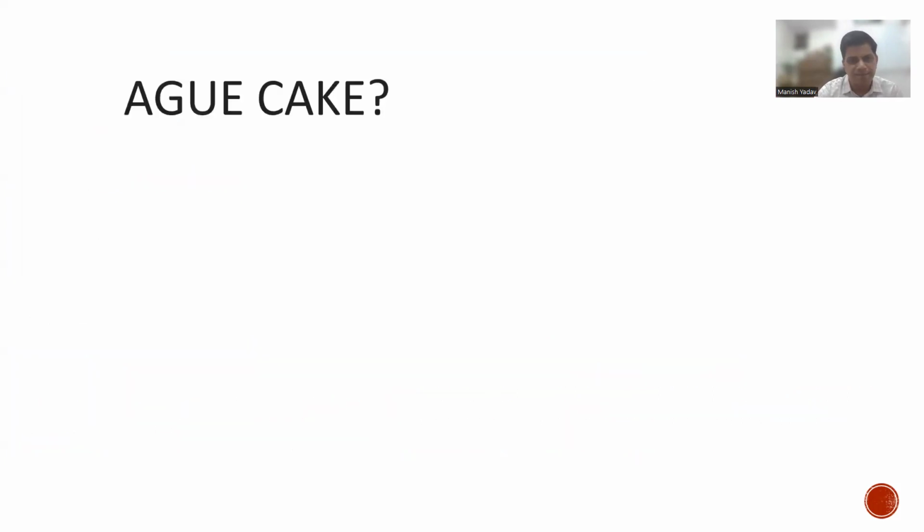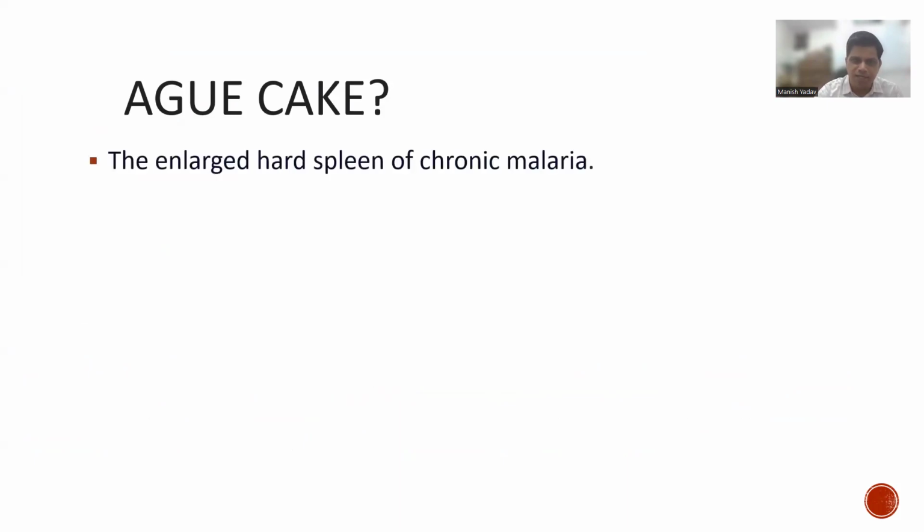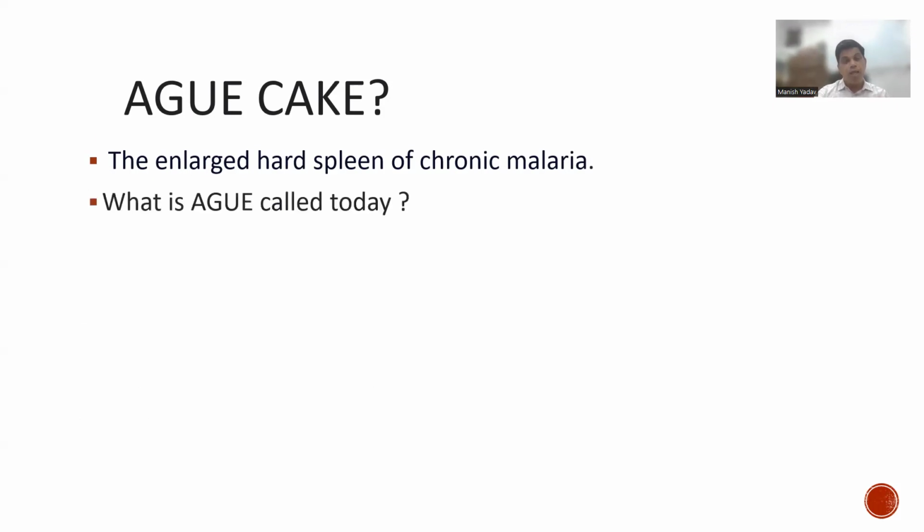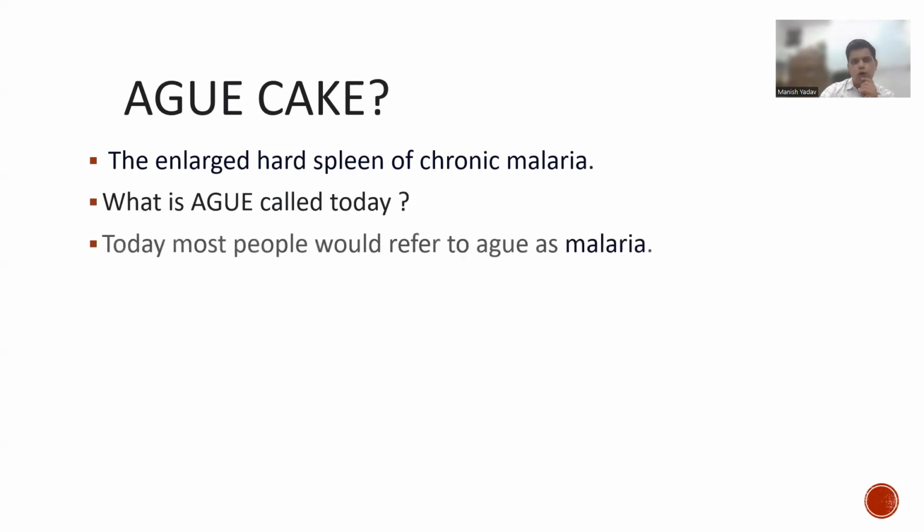Ague cake. Now, this is a term which is being used a lot in our materia medica. What does it mean? Ague cake simply means enlarged hard spleen of chronic malaria. Means you get a patient where the spleen is enlarged, and in the past history, you find out that he suffered malaria many times. It's called ague cake. What is ague called today? This is an old English term. Today, most people would refer to ague as malaria. So ague means malaria.